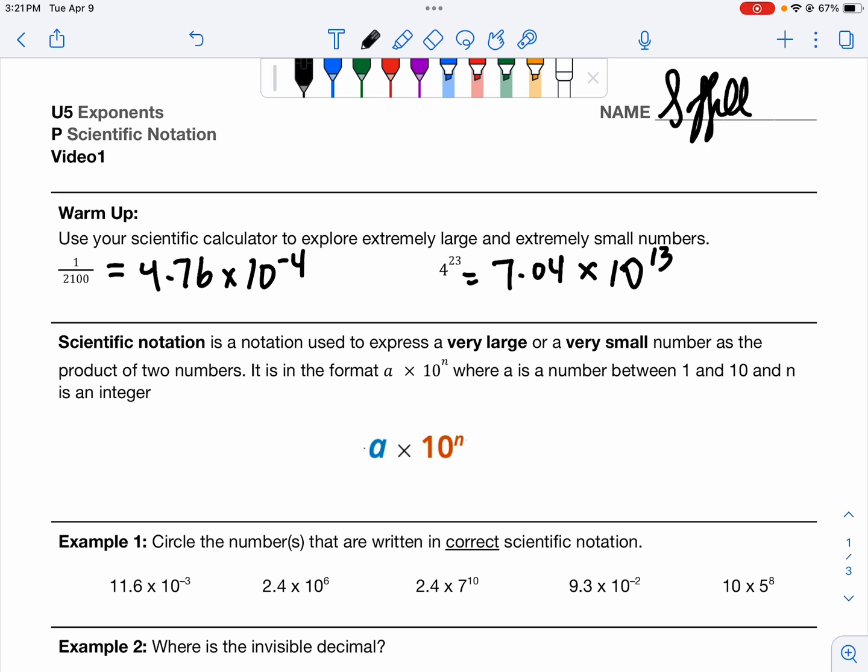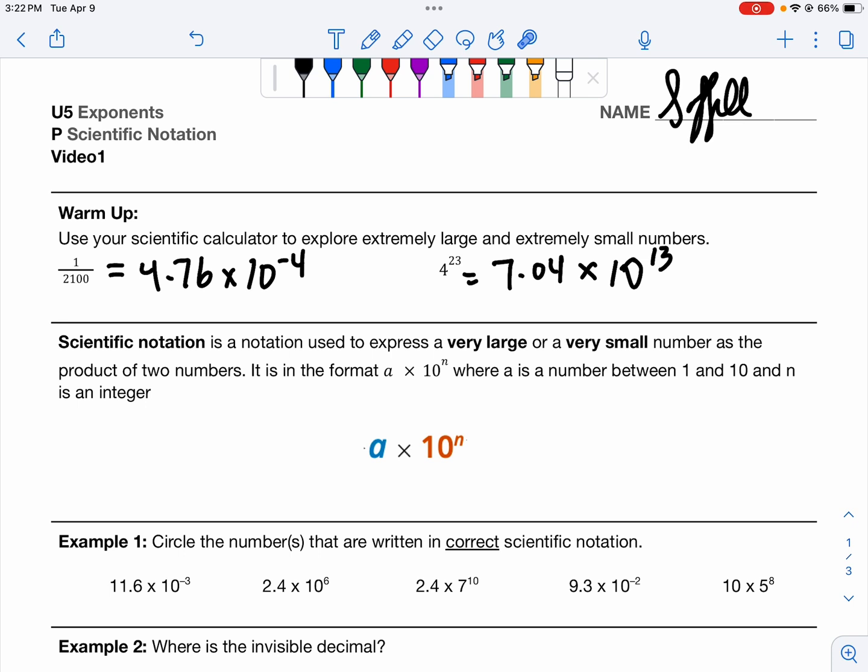It's called scientific notation, and it is always written in the format a times 10 to the nth. A must be between 1 and 10. It has to be at least 1, but no more than 10. And then n is a positive or negative integer. So it could be negative 7, it could be positive 7, or anywhere in between.